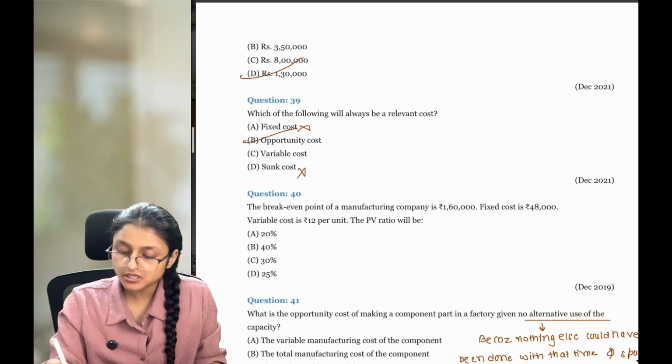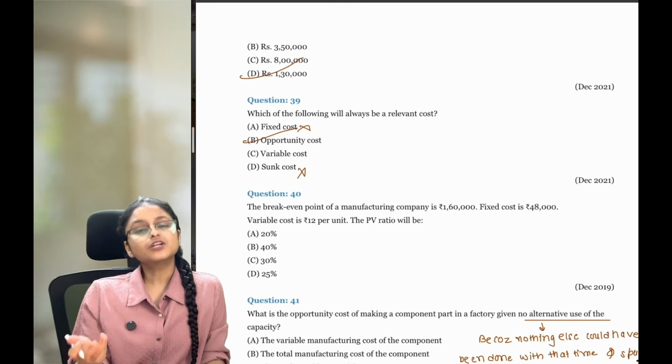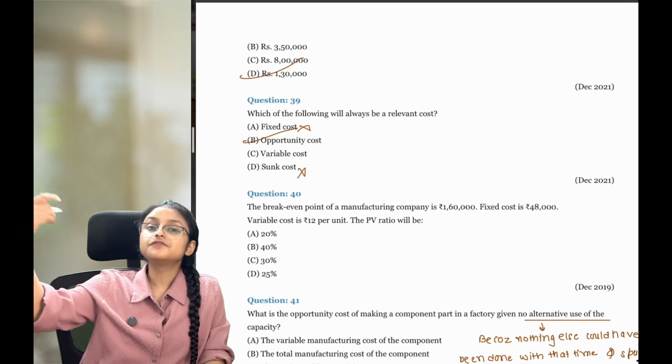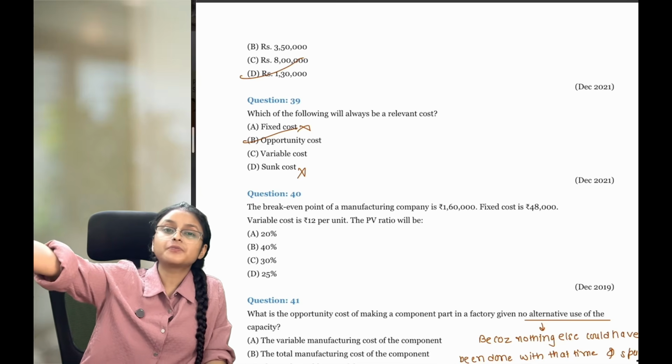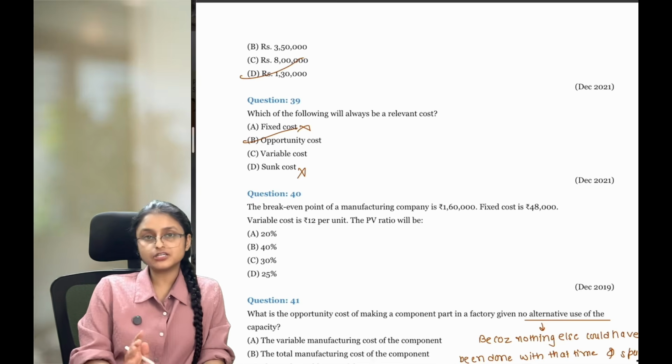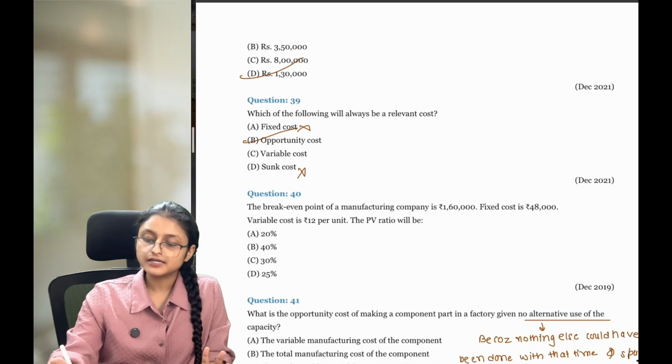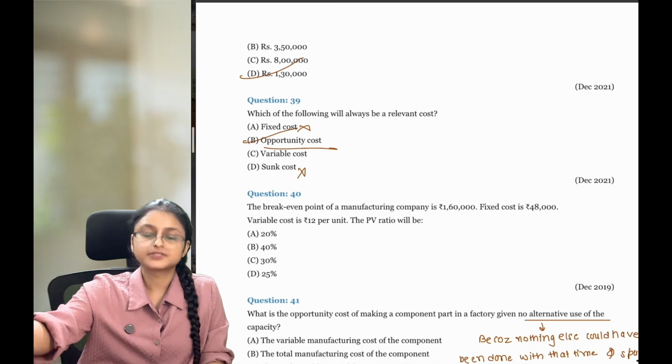But your opportunity cost is always relevant. What is opportunity cost? Next best alternative which you forego. Whatever you can earn from that next best alternative, that is the opportunity cost considered here. Hence, it is going to be always and always relevant.